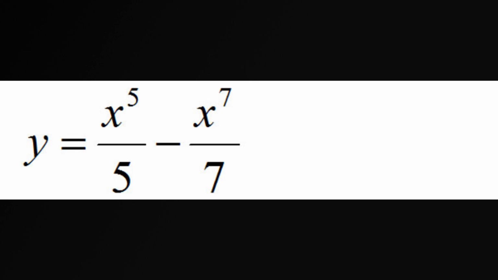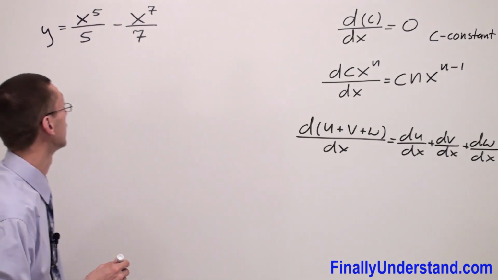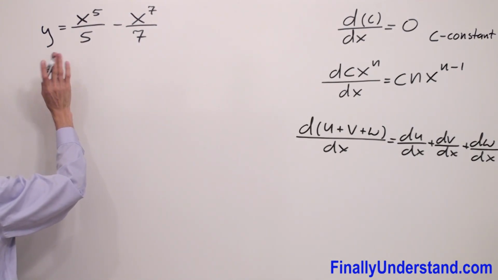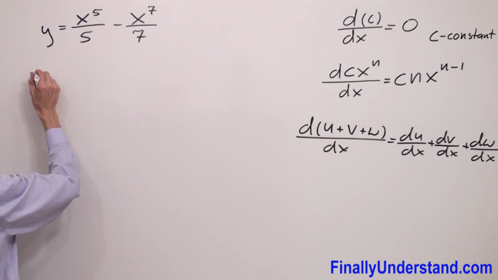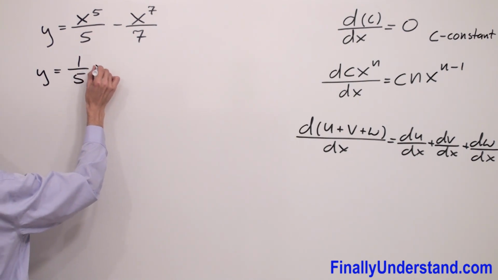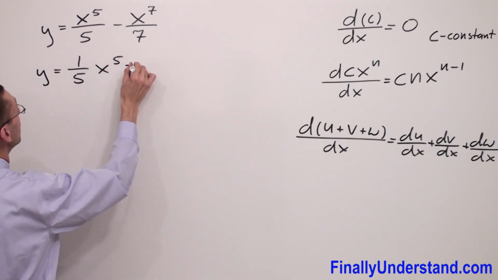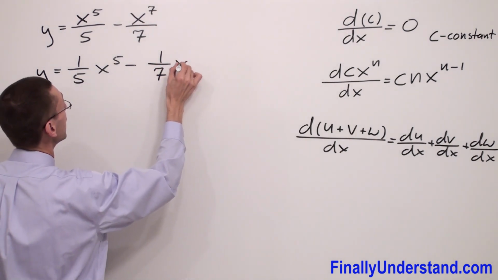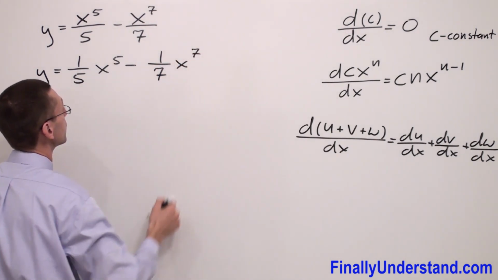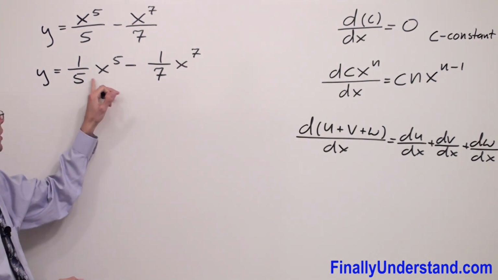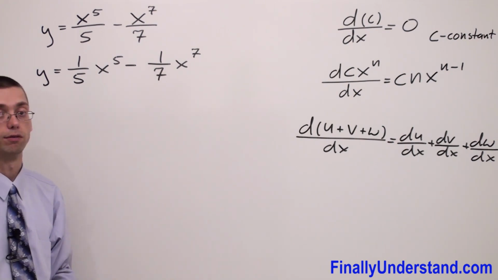Let's take a look at this example. The very first thing I'm going to do is rewrite this problem in order to make you see the difference between the constant and variable. So if y is equal to 1/5 x to the 5th power minus 1/7 x to the 7th. Okay, so now I can see very clearly that I have constant and variable, constant and variable.